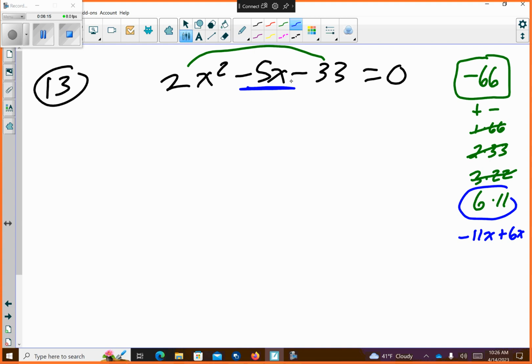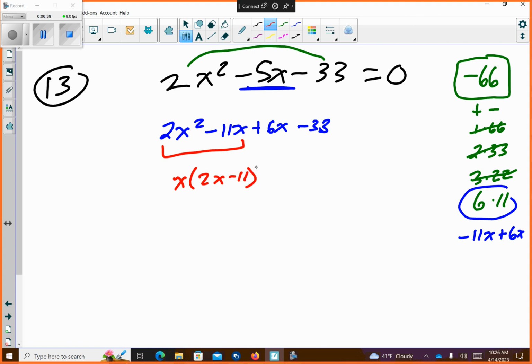All right, so I'm going to replace the negative 5x with negative 11x plus 6x minus 33. Oops, not 30, 33. Okay? We look to see what we have in common between those two. It looks like I just have an x. That gives me 2x minus 11. This one looks like I can maybe factor out a positive 3 because 3 goes into 6 and 3 goes into 33. And that's going to leave me 2x minus 11. So that brings us down to this.